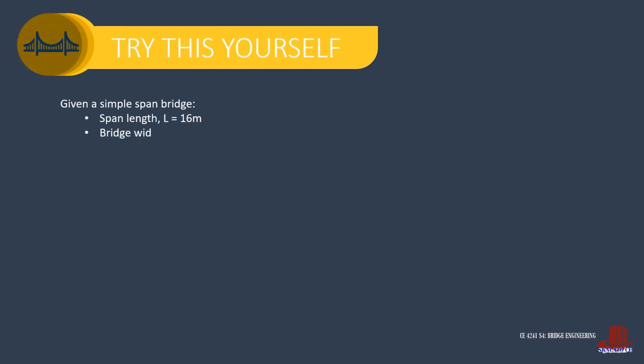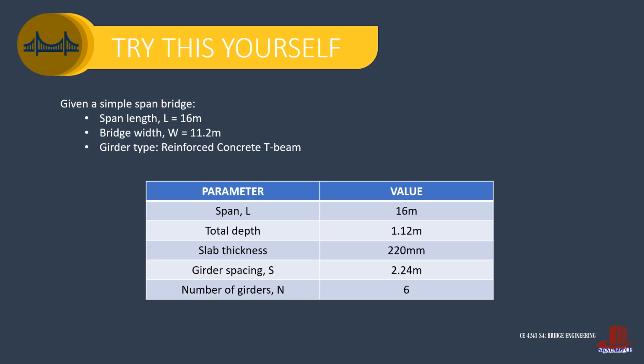Now it's your turn to iterate. With a simple span bridge of length equal to 16 meters and width of 11.2, determine the parameters with reinforced concrete T-beams as girder type. There is an iteration in the solution, and don't forget to explore the plus and minus of girders. You should come up with the following parameter lengths and numbers. Good luck!